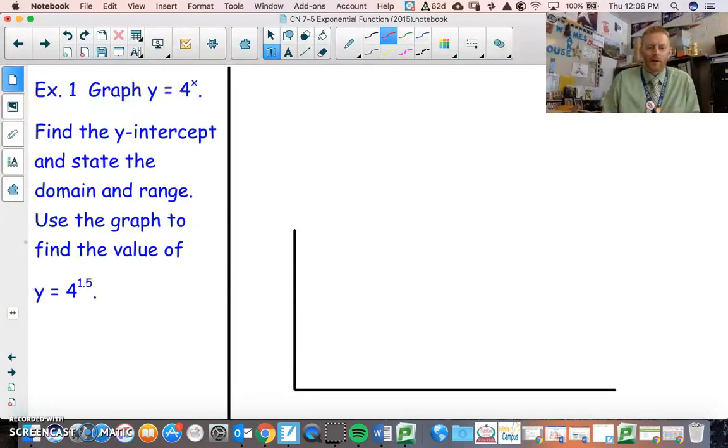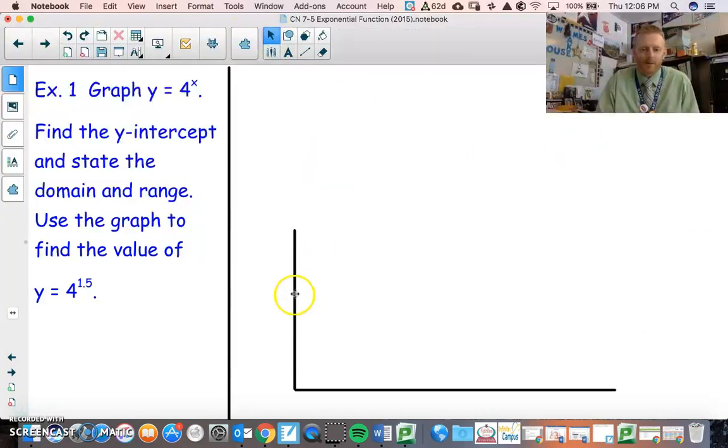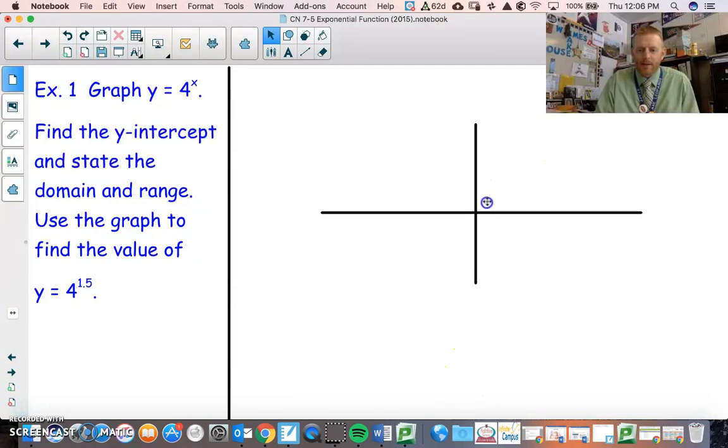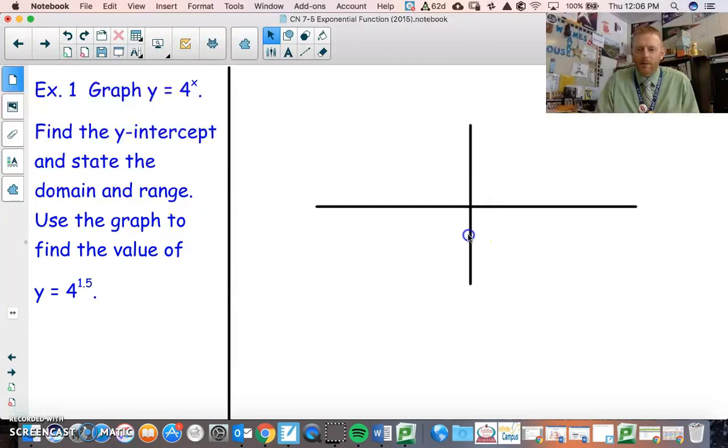I made myself a somewhat cool looking graph here. I'm going to adjust it for ourselves here though. I'm making a coordinate plane here so that we can have ourselves things to graph.